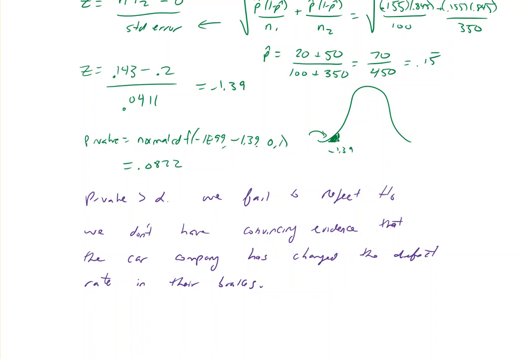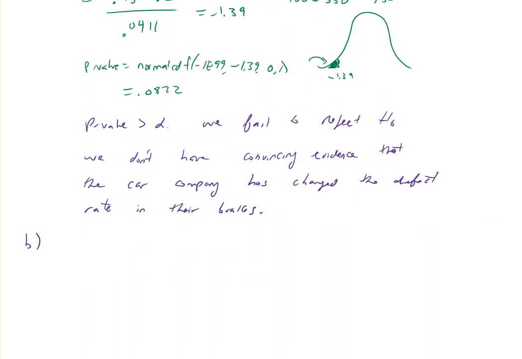Okay, part B. Based on your conclusion in part A, which mistake, a type 1 or a type 2 error, could have been made? Well, remember, type 1 is accidentally accepting the alternate. You can only make a type 1 error if you've accepted the alternate. We have not accepted the alternate here, so the only mistake we could have made is a type 2.